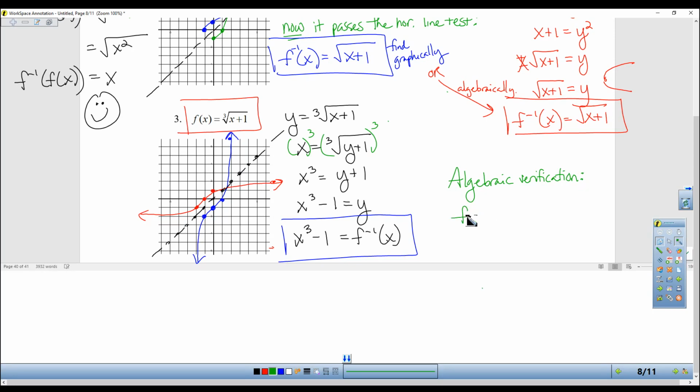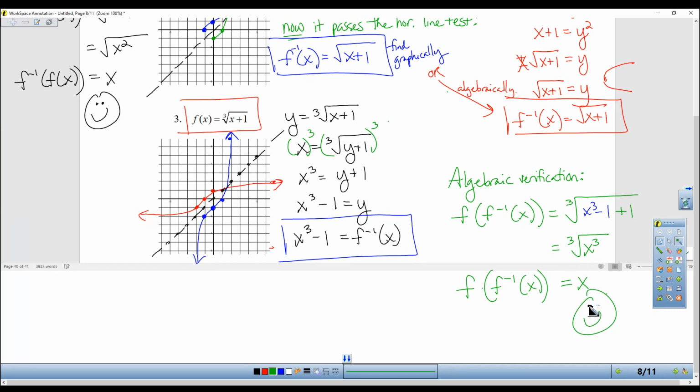We did F inverse last time, so let's do F of F inverse this time. So that means I'm going to write F, and then I'm going to put F inverse inside of it. So my blue F inverse, x cubed minus 1, is going to go right in there. That gives me the cube root of x cubed, which is x. Whenever this comes out to be x, I know I've done it correctly.